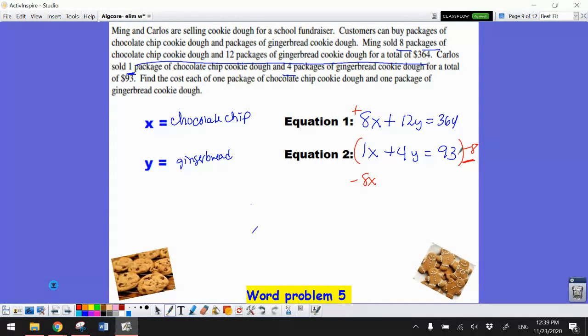So negative 8 times 1 is negative 8. Negative 8 times 4 is negative 32. And 93 times negative 8 is negative 744. So I'm going to go ahead and rewrite that top equation again. So 8x, a 12y, a 364, and those are gone. Negative 32 minus 12, that's going to give me a negative 20. Negative 744 and 364 leaves me with a negative 380.